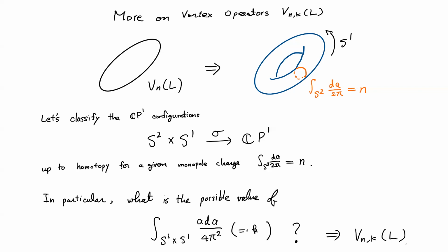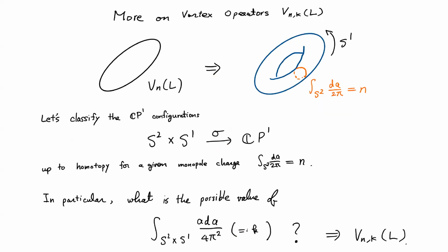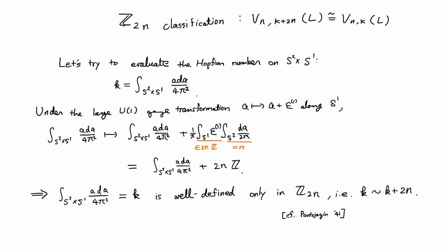In particular, to understand the precise classification, we can ask what the possible values are. This S2 times S1 is also a three-dimensional manifold. So you can now ask what the possible value of the Hopf number on this S2 times S1 is. And if you can define this Hopf number, this topological vortex operator should be classified by this magnetic charge N and also this Hopf number on S2 times S1, which is written as K. And the point is that this K admits Z_2N classification when N is a non-trivial integer.